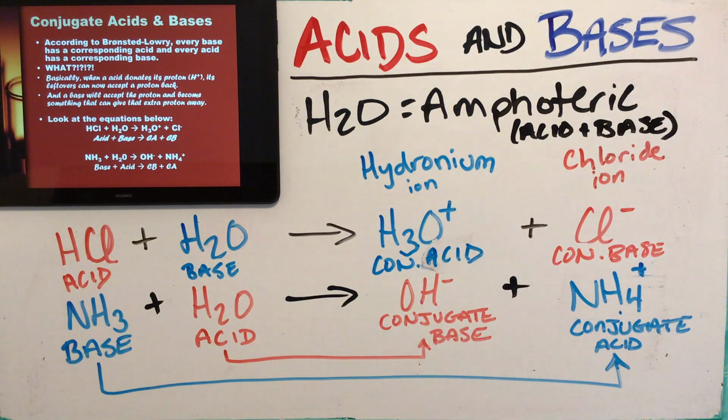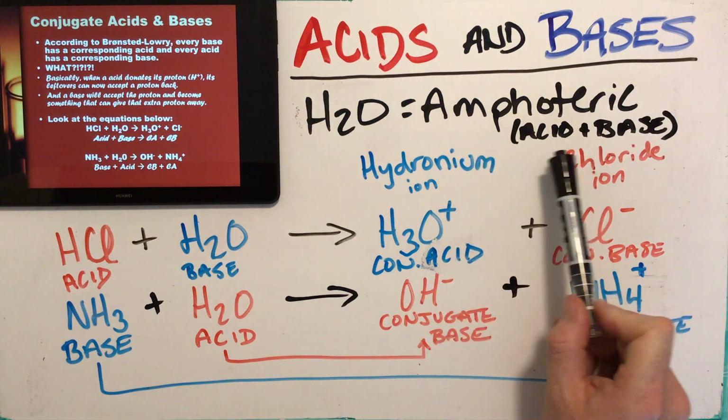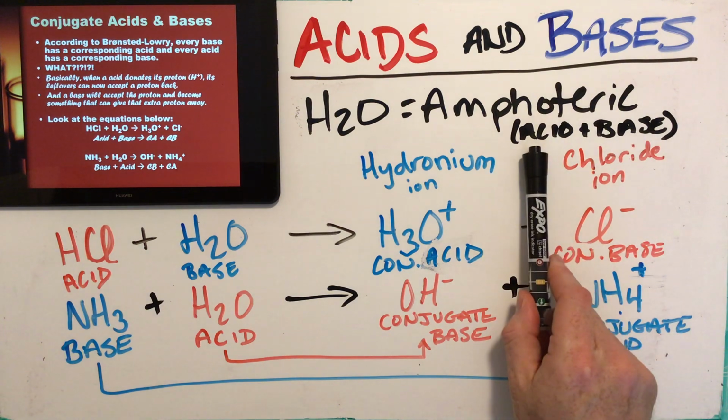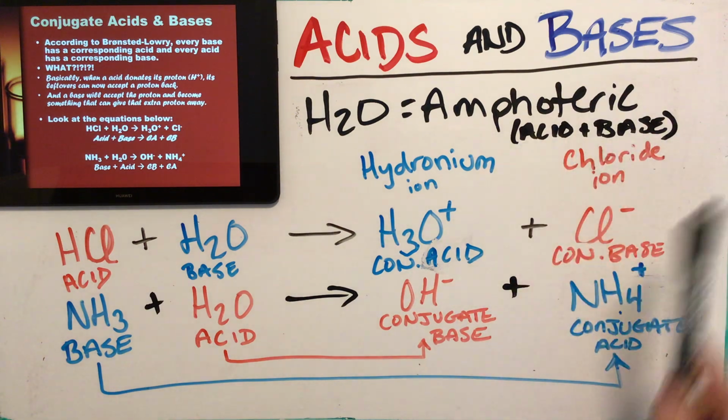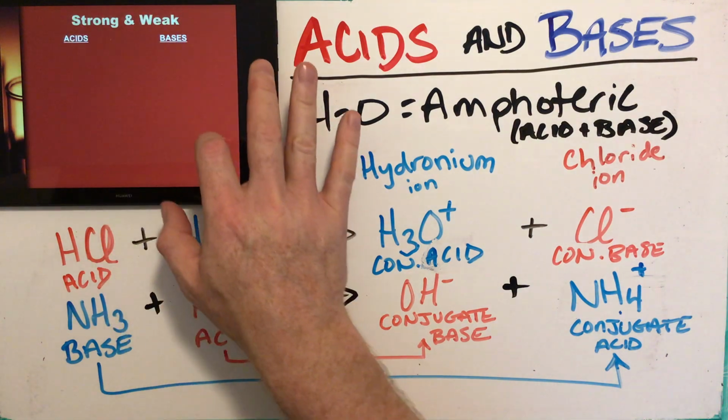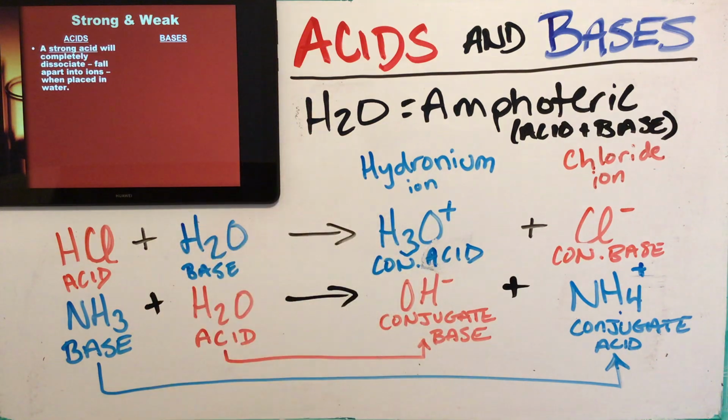Half water, half land, right? Like frogs and stuff like that. It can be one or the other. It's not strictly water-based, it's not strictly land-based, it's both. It's not strictly an acid, it's not strictly a base. It can act as either one, depending on what the other thing is. All right? So amphoteric, that's water. Now, pause the video, get that down if you need to.